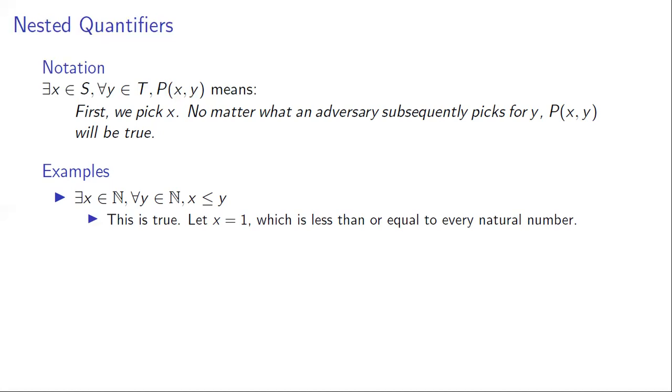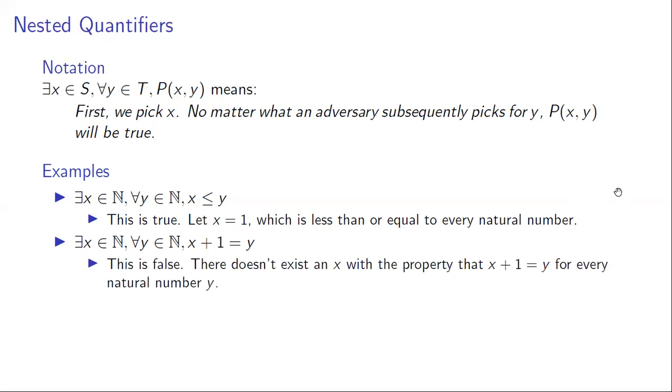Next example. There exists an x in N such that for all y in N, x plus 1 is equal to y. This says we can pick a natural number x such that no matter what the adversary picks for y, x plus 1 is equal to y. This is false. There does not exist an x with the property that x plus 1 is equal to y for every natural number y. There's no way to pick an x in advance so that no matter what the adversary picks for y, x plus 1 is equal to y.